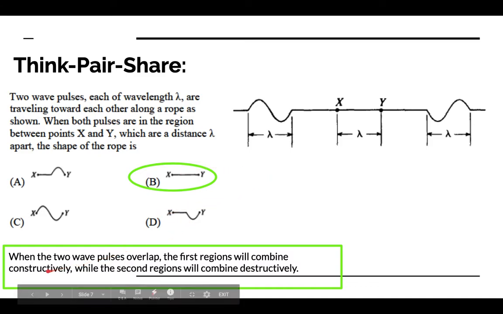And I actually have a mistaken explanation right here. I say the first regions will combine constructively, while the second will combine destructively. I've got to go back and change that. We're having total destructive interference throughout.